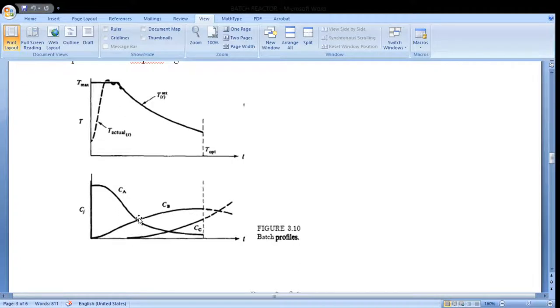But for that we would have to process in multiple reactors. The first reactor would end up here, then this feed would be charged to another reactor, and we would need the separation of B. Practically it's not possible.